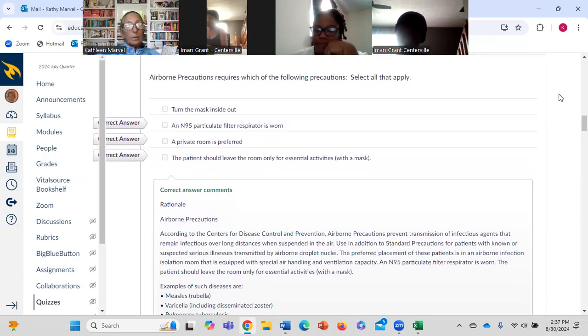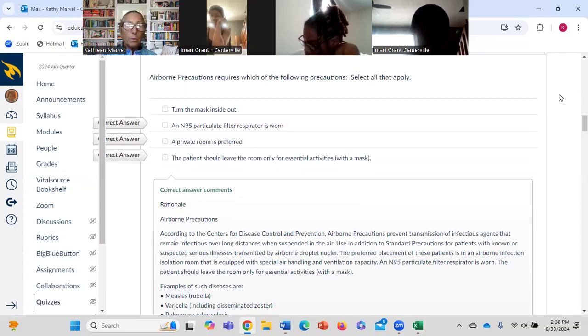Okay, so as a follow-up to Amari's question in question 2, now we know that, let's talk about airborne precautions. Which of the following precautions does airborne require? In addition to airborne precautions, it requires an N95, a private room, and we know the clients should only leave the room for essential activities, obviously with their mask.